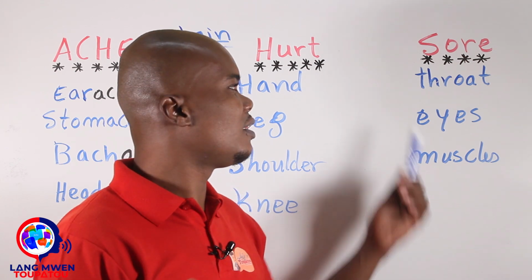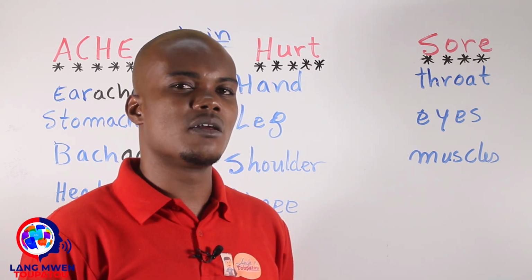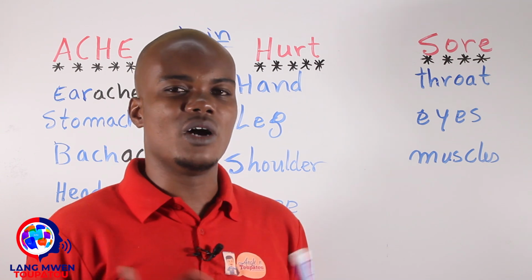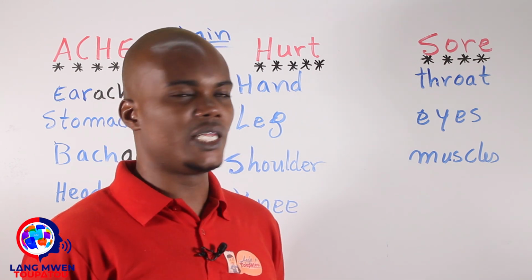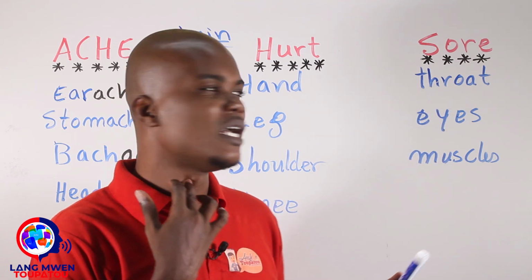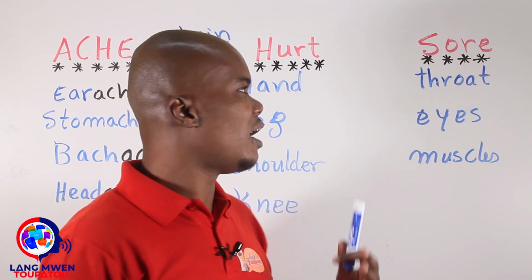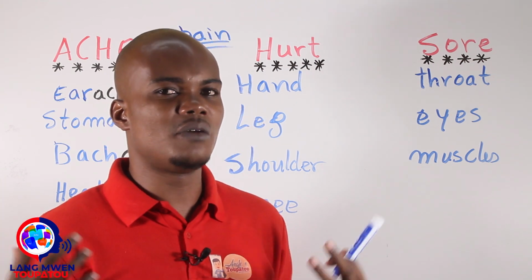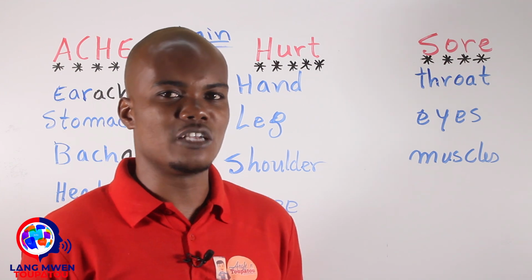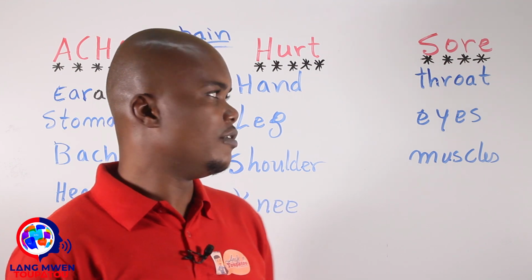When you have a pain in your throat or a pain in your eyes and your muscles, you can say I have a sore. Like I have a sore throat, I have sore eyes, and you have sore muscles. You got pain in your muscles. All right. Now you can use that.